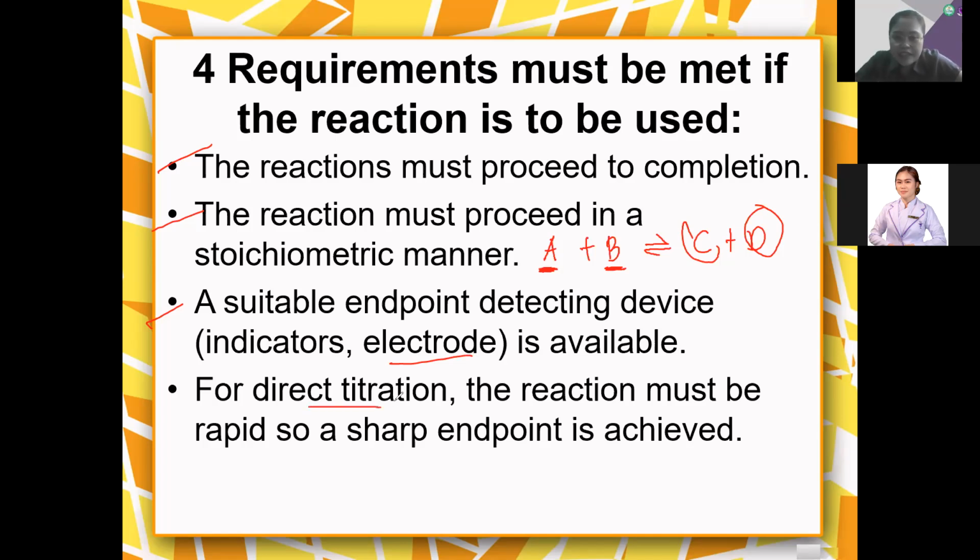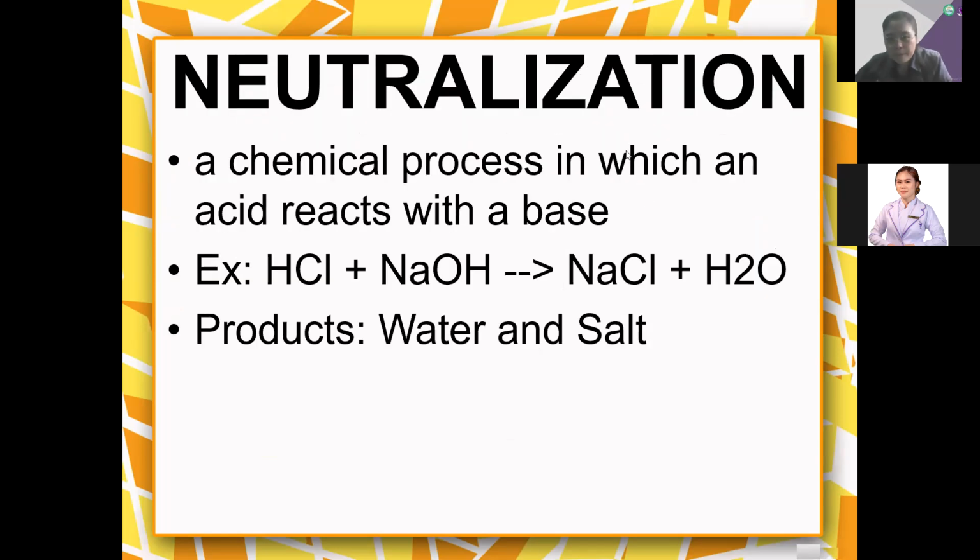Now for direct titration, kailangan may rapid, sharp endpoint tayo. Mabilis lang, kasi kung isang balde na chemical ang nagamit, wala pa hanggang hapon nag-change ang color, hindi na siya practical. So dapat there is a rapid change in color, dapat meron tayong sharp endpoint. We can really identify that there is a change in color. And that signifies end of the titration process.